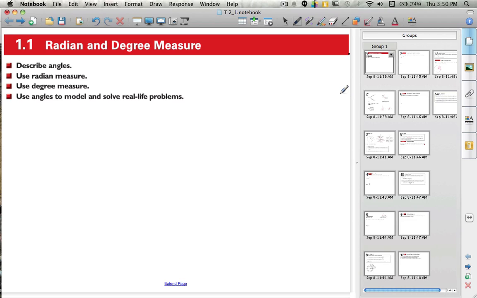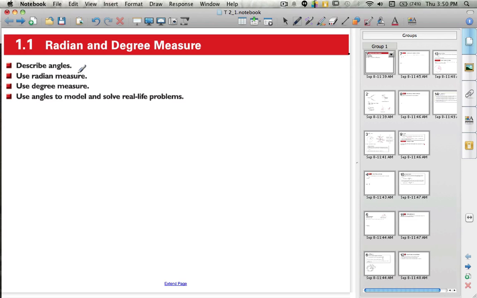So this is section 2.1. I know it says 1.1, but that's because in the new book, which I'm using to teach you, the first chapter in our book is described as a prerequisite chapter, and your chapter 2 corresponds with this book's chapter 1. So don't be confused. This is for 2.1.